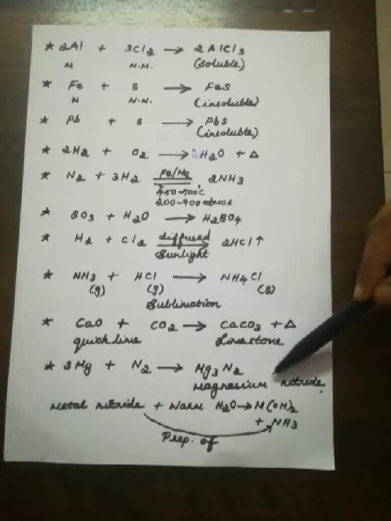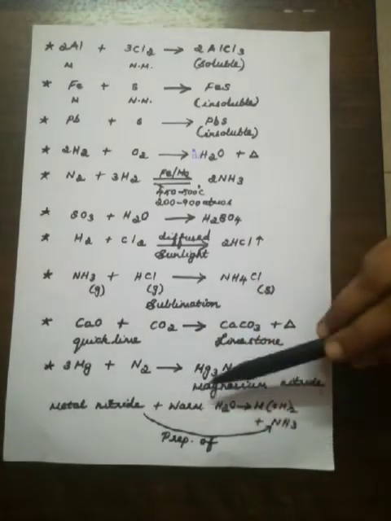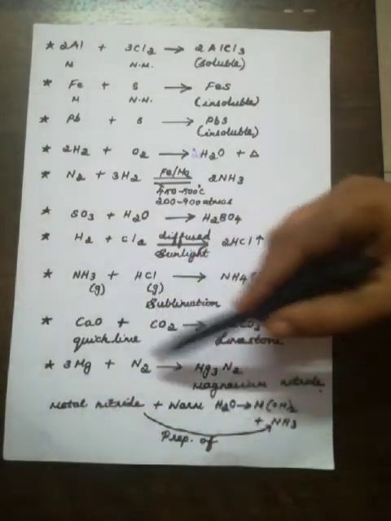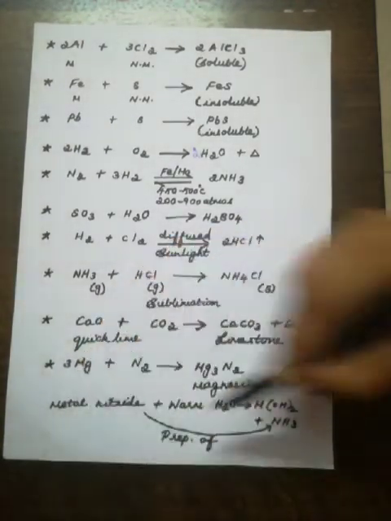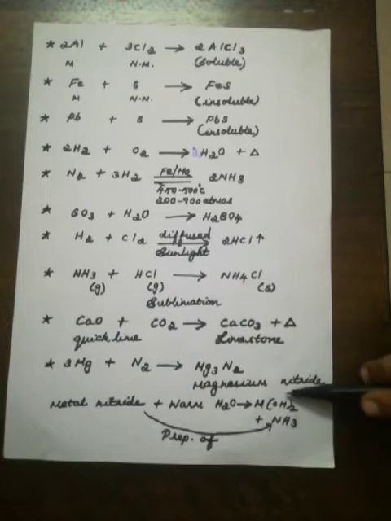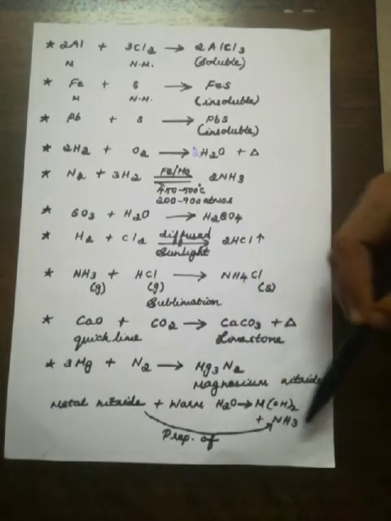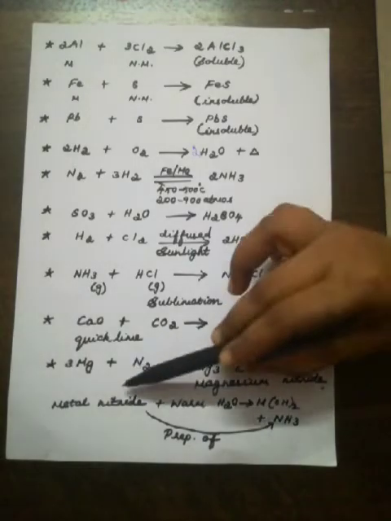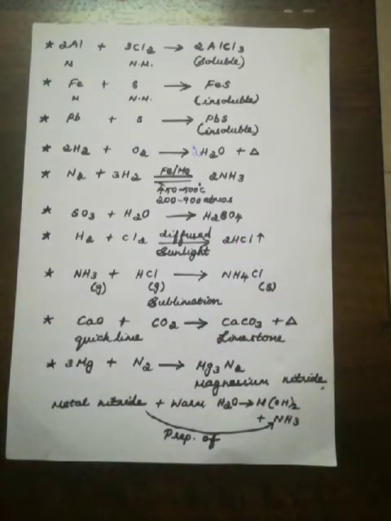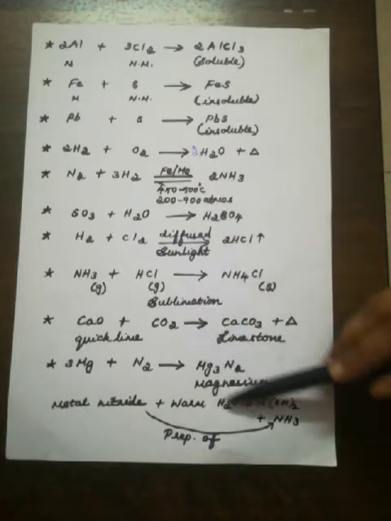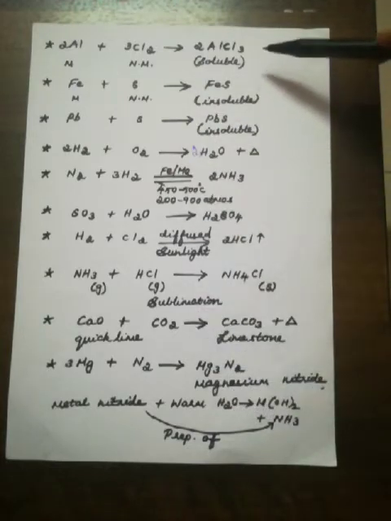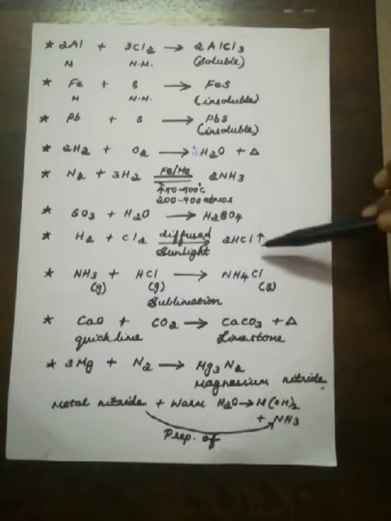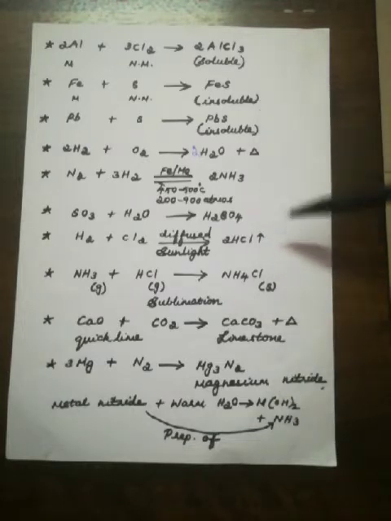This magnesium nitride, when you react it with warm water, you are getting metallic hydroxide, and the leftover hydrogen with nitride will form ammonia. So if you want to prepare ammonia, this metal nitride is treated with warm water. When you look at all these reactions, on the product side only one product we are getting, not more than one product. So these are all examples of synthesis reaction.